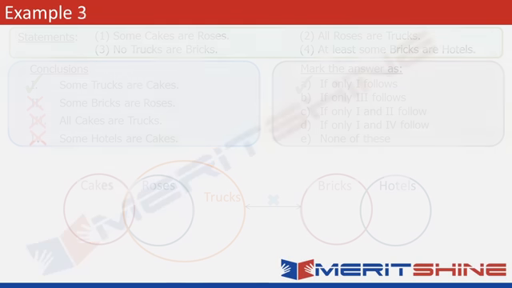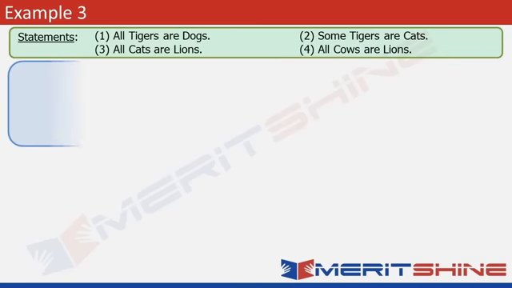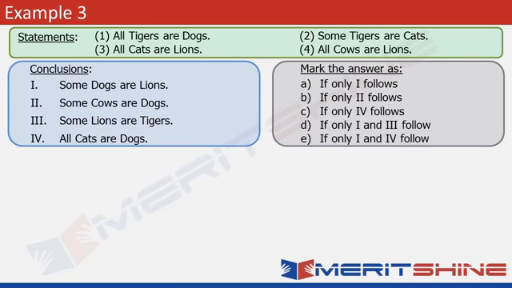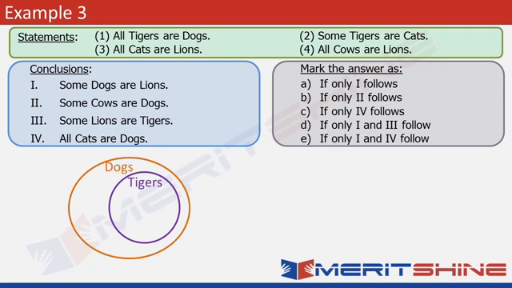Let's look at one last example. Let's go to the statement straight away. All tigers are dogs. Now that's really funny, but let's focus on our job. Let's draw tigers first. Now the dogs. So we can see that all the tigers are contained within dogs. Statement 2 now. Some tigers are cats. So there has to be a partial overlap between tigers and cats. Something like this. Alright, looks good.